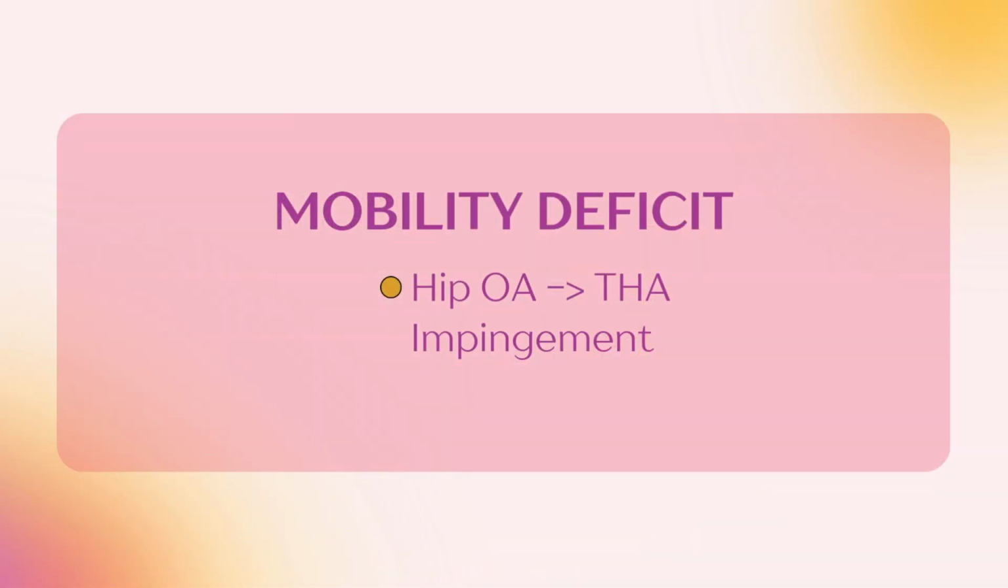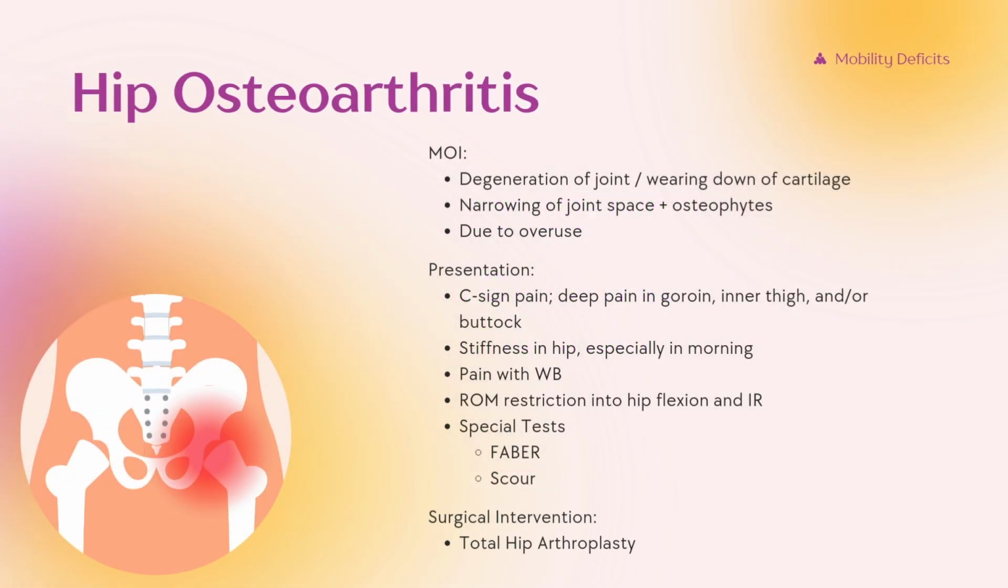Mobility deficit. So that is when you have a range of motion limitation, which can lead to weakness and joint hypomobilities. Examples are hip osteoarthritis, which leads to getting or needing a total hip arthroplasty, and impingement. So hip OA is due to degeneration of the joint or wearing down of the cartilage. This leads to narrowing of the joint space and formation of osteophytes, typically due to overuse.